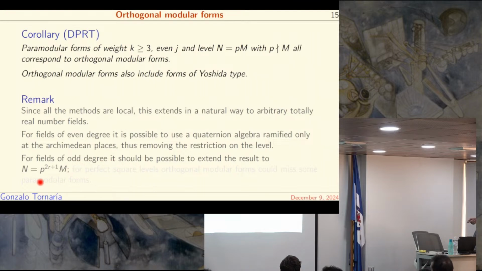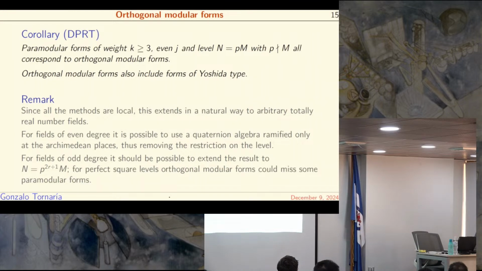And we sort of have the idea of how to extend this to an odd exponent. Okay. And then we expect that you can get every paramodular form when the level is of this shape, which means not a perfect square, because anything that is not a perfect square has a prime of odd exponent. And for perfect squares, we could miss some paramodular forms. In fact, we expect to miss some, like in the classical case, where you also miss some.